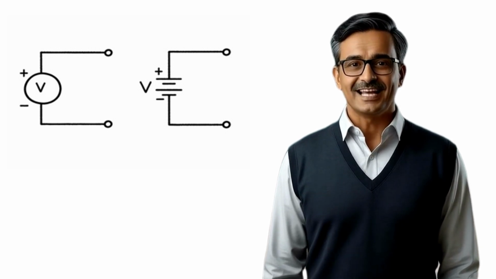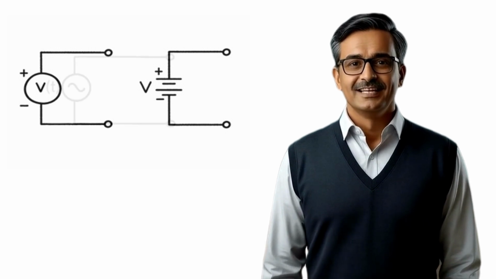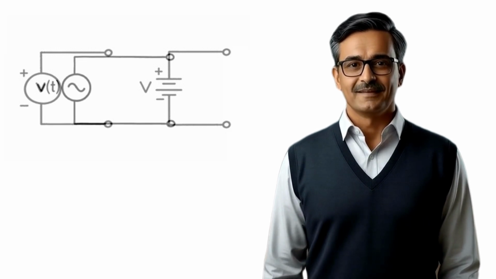Second, the AC voltage source. It is a time-varying source. Its voltage changes with time. The waveform can be sinusoidal, triangular, or square. We usually denote constant voltage with a capital V and time-varying voltage with a small v as a function of time, v of t. And that is the basic idea of voltage sources.